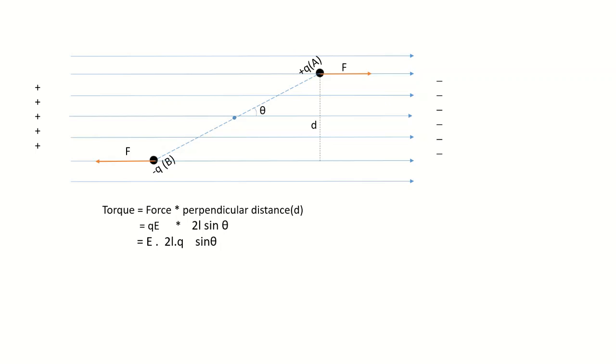Now here we have two special cases: theta equals 0 and theta equals 90 degrees. If theta equals 0, will there be any torque? I think no, because as we place theta equals 0, sine theta is 0, so torque will be 0. And for theta equals 90 degrees, we get the maximum value of torque as sine theta equals 1.